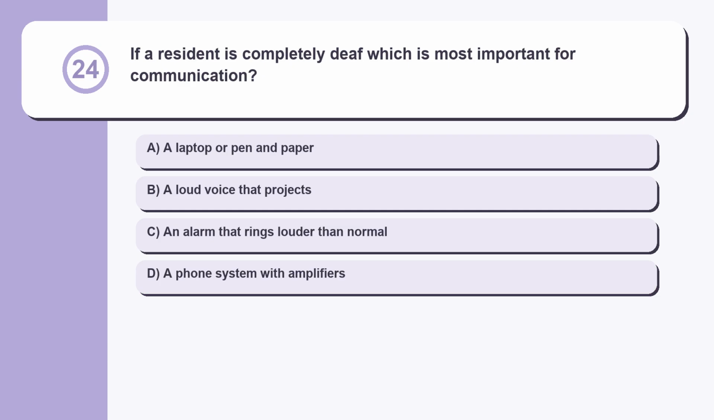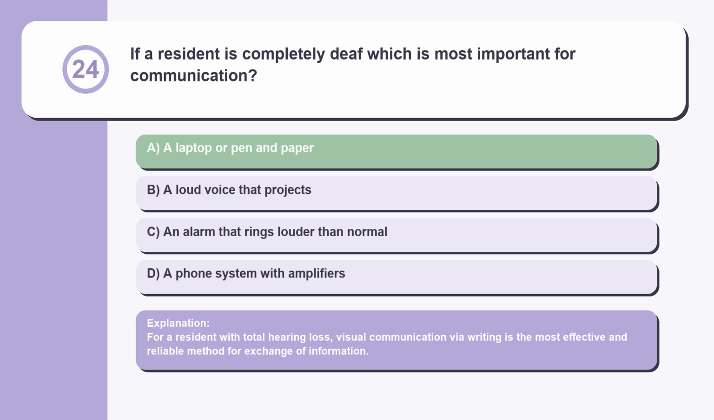Question 24. If a resident is completely deaf, which is most important for communication? A laptop or pen and paper? A loud voice that projects? An alarm that rings louder than normal? A phone system with amplifiers? For a resident with total hearing loss, visual communication via writing is the most effective and reliable method for exchange of information.